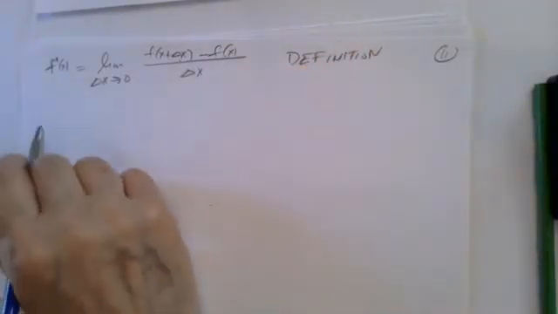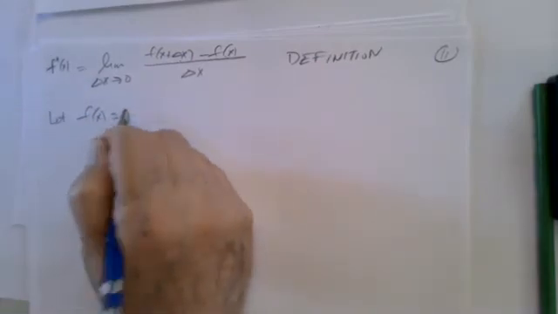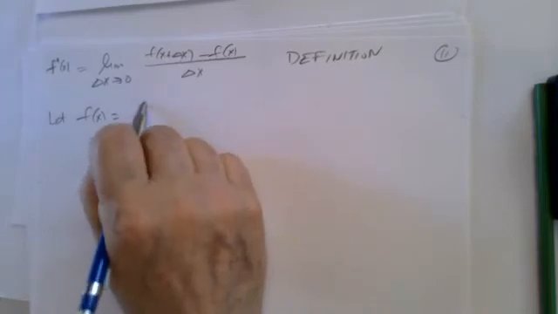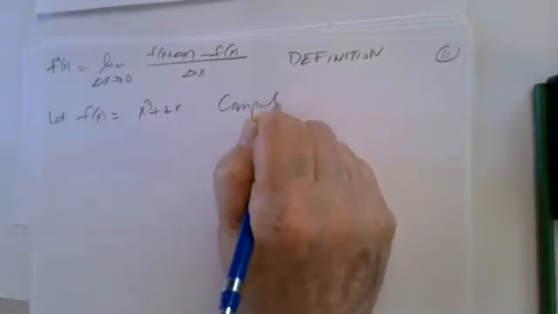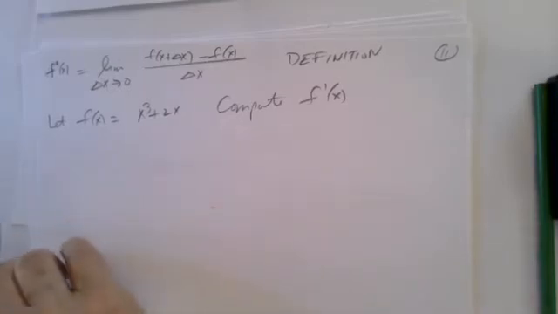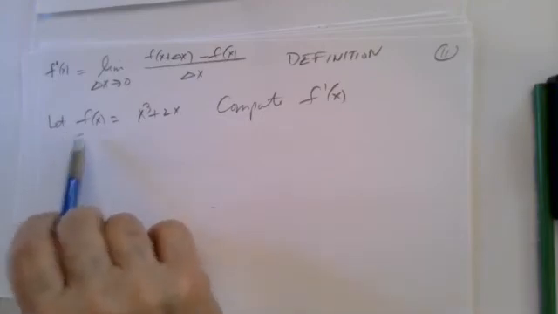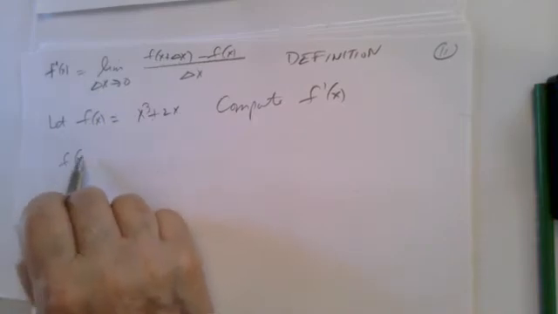So here is a typical problem. Let f of x be the following function, x cubed plus 2x. Compute the derivative, f prime of x. Okay, well, let's do it in several steps. This is f of x. What is f of x plus delta x?